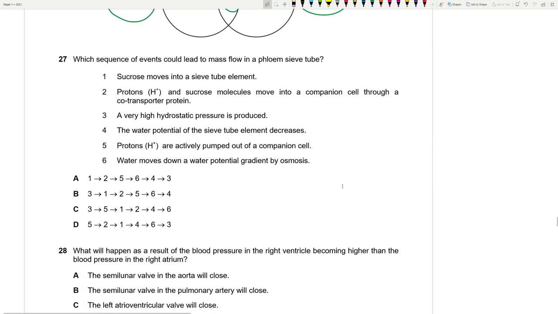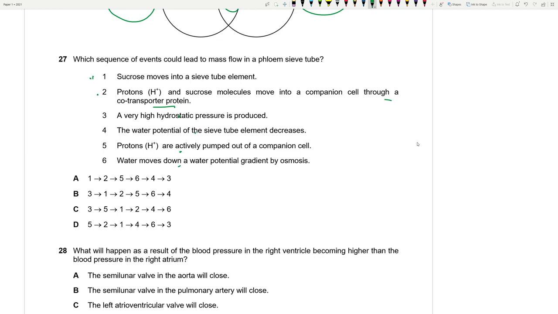27. Which sequence of events could lead to mass flow in a phloem sieve tube? Okay, let's see. Sucrose moves into a sieve tube element. Oh, it's basically the sequence of events, right? This happens, yeah, not at the beginning. Protons and sucrose molecules move into the companion cell through a co-transport protein. Okay, this happens in the beginning. Hydrostatic pressure is produced. Water potential of the sieve element decreases. Protons are actively pumped out. Water moves down a water potential gradient.